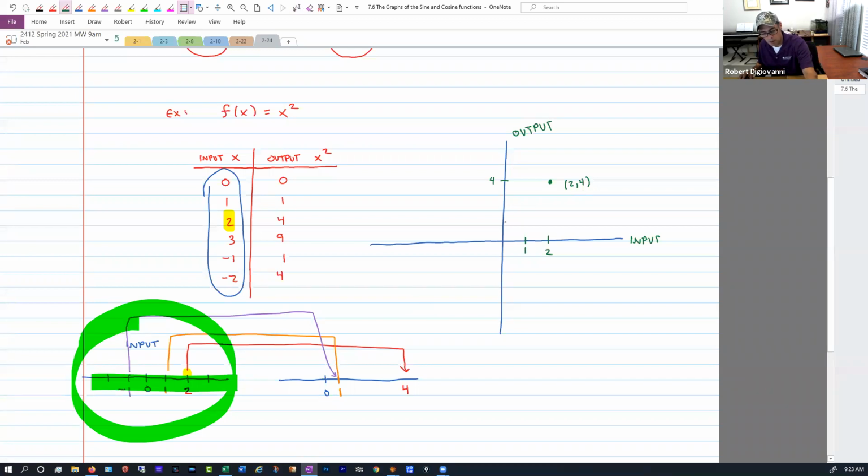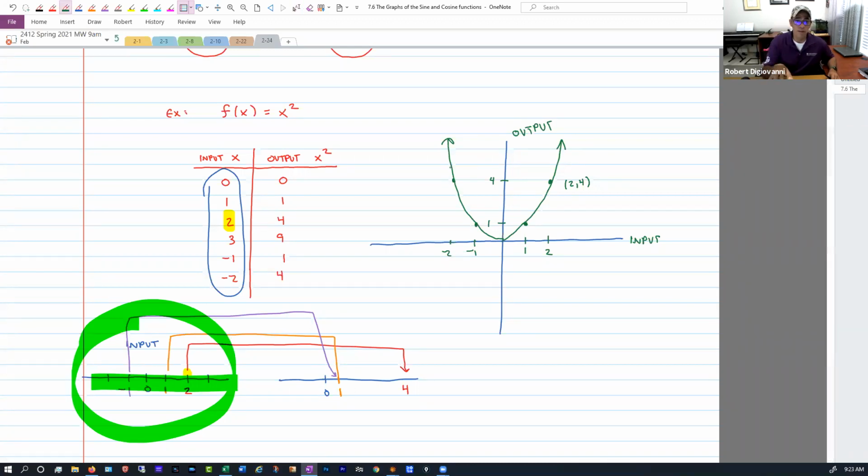If I plug in 1, it spits out 1. So I draw that point. And I do this for all the points, right? And that's where the picture comes from. The picture comes from all those dots together. Okay, any questions?